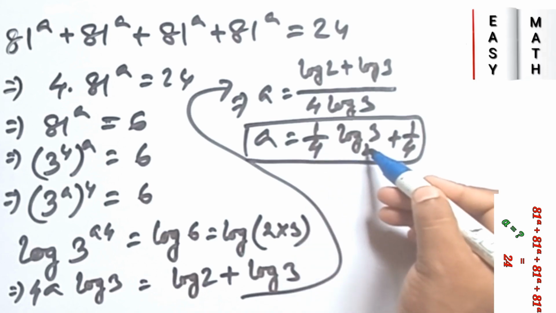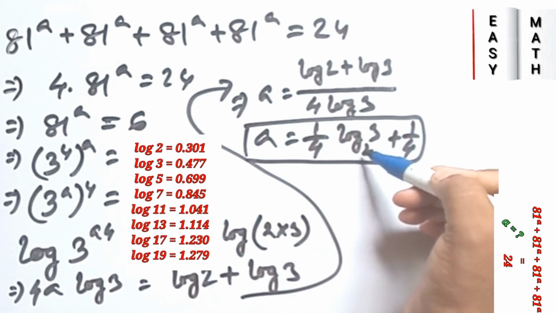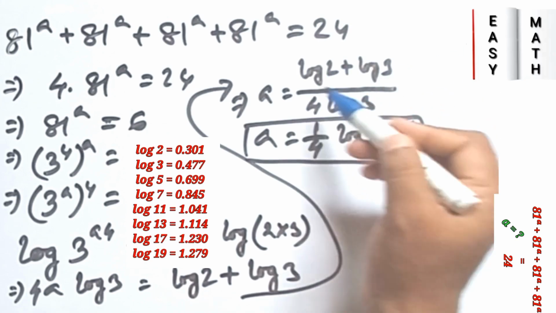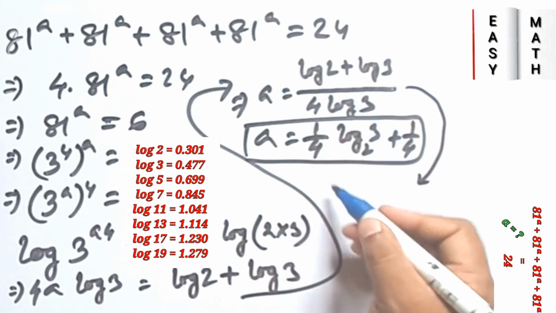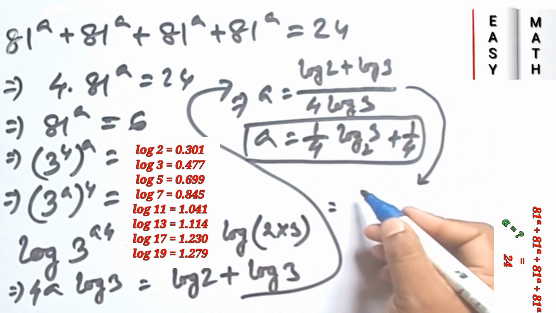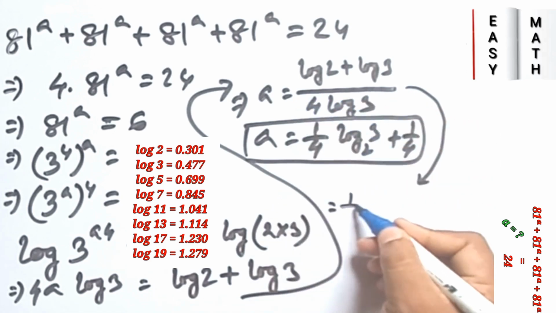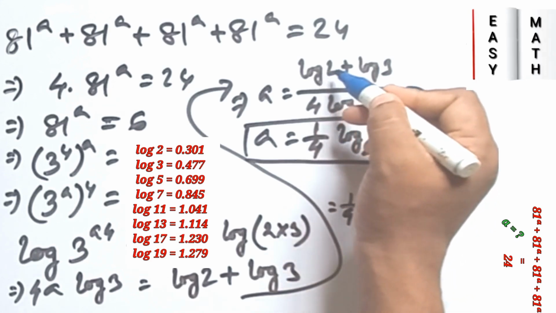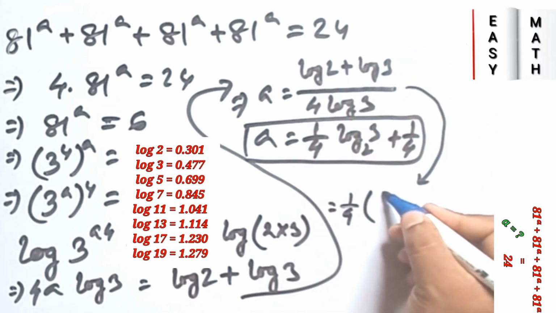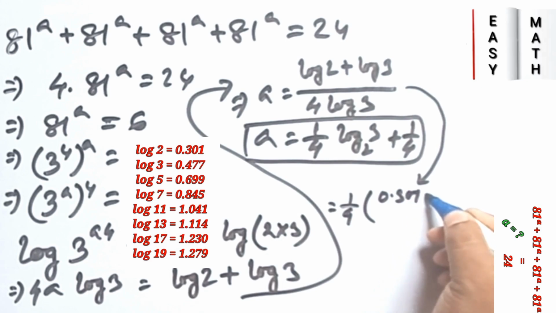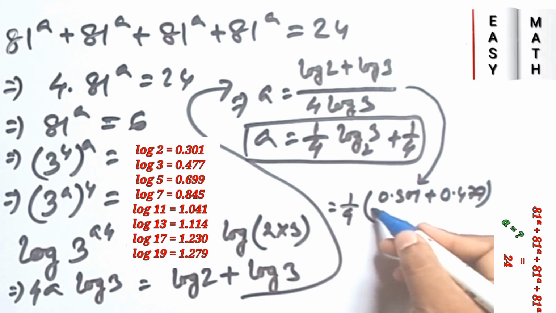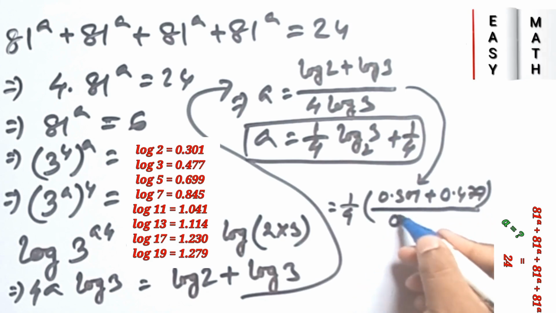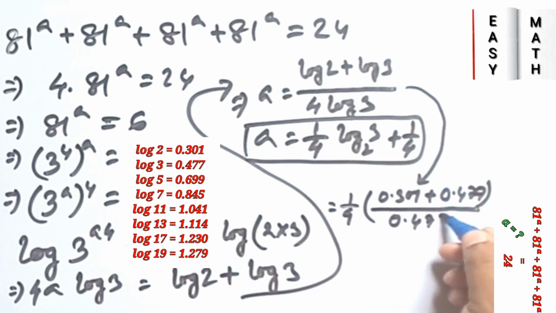And now put the log 2 value and log 3 value. So from here is another answer you get. There is the log, this is 1 by 4 is taken, and this is the log 2. So log 2 value is 0.301, and there is the log 3 value is 0.4771.